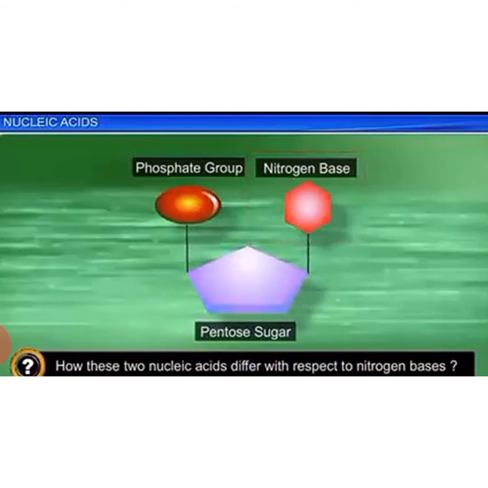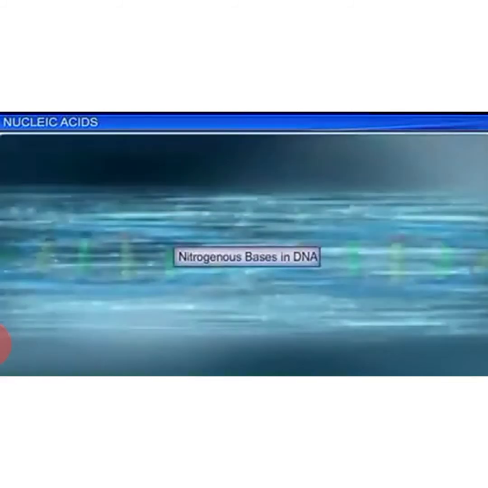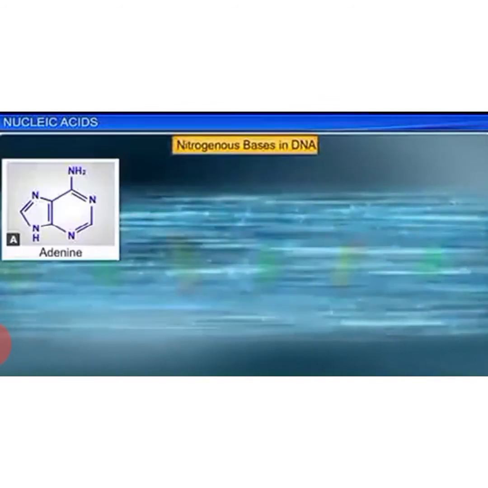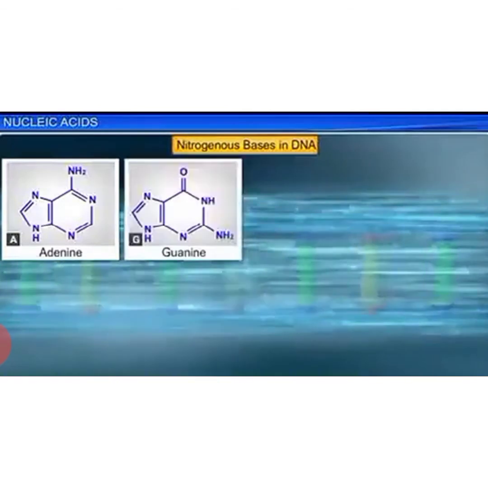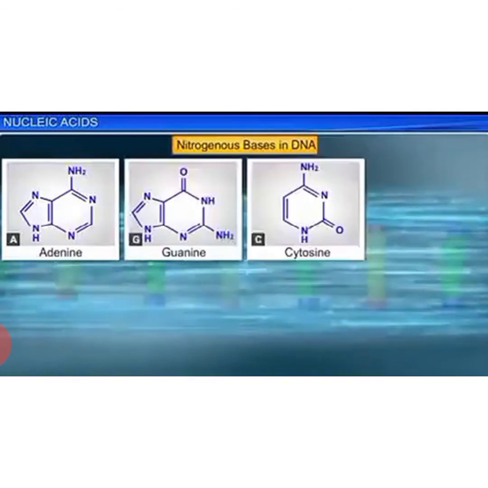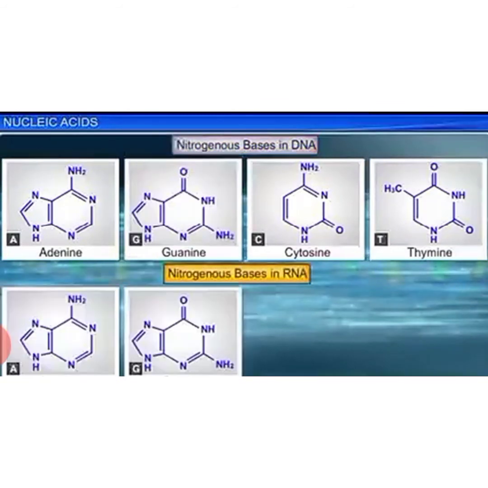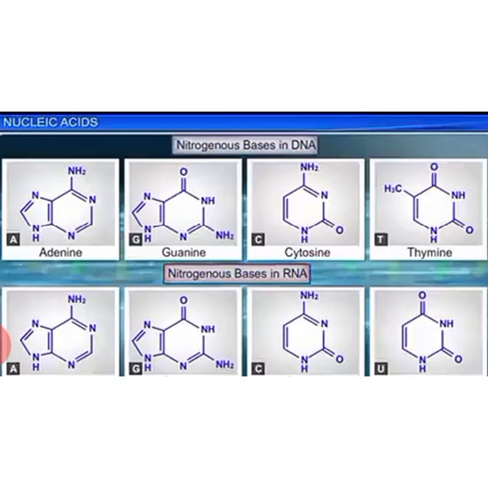There are 4 nitrogenous bases present in DNA: adenine, guanine, cytosine, and thymine. There are also 4 bases in RNA. In RNA, the base uracil is substituted for thymine.